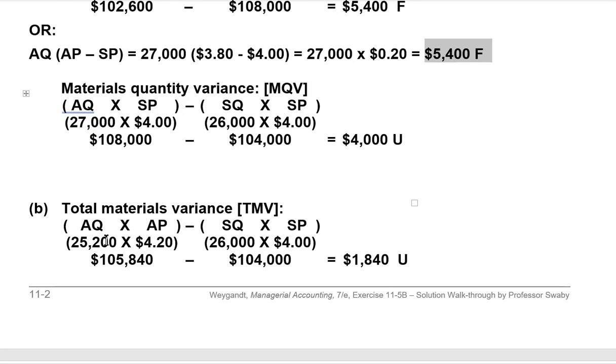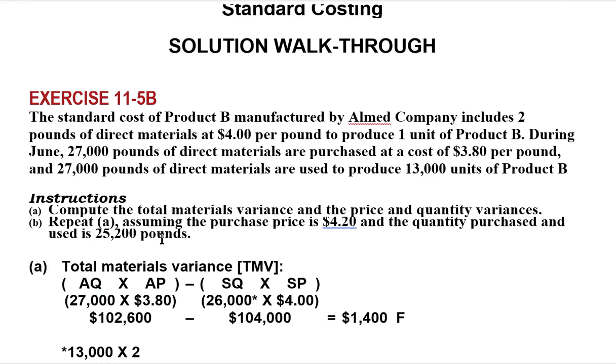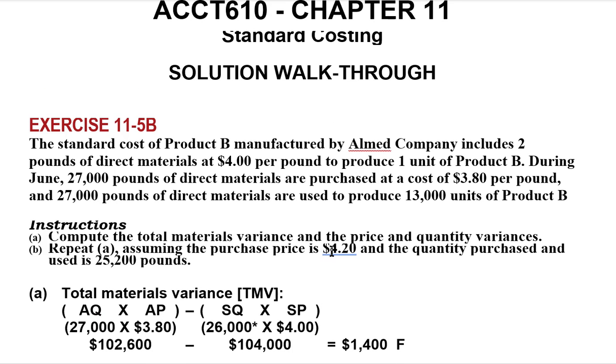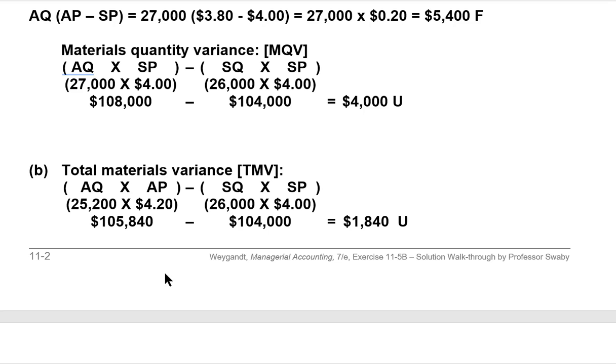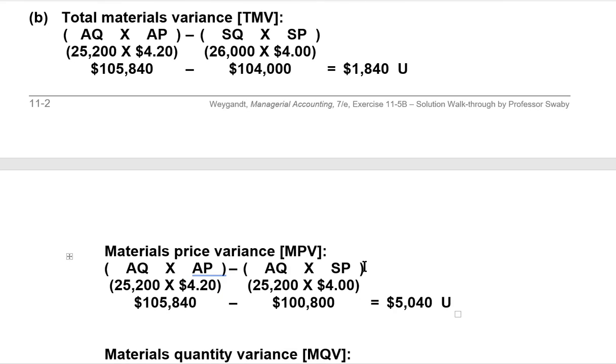In part B, we have the same problem with different values. Here again, they give us the actual price that we paid, $4.20, as opposed to what we should have paid of $4, and the quantity that we purchased and used was 25,200. And so you would go through the same calculations as we did before. Actual quantity times the actual price, standard quantity times standard price, and notice that the actual is in this case greater than the standard, and so the difference of 1,840 is considered to be unfavorable.